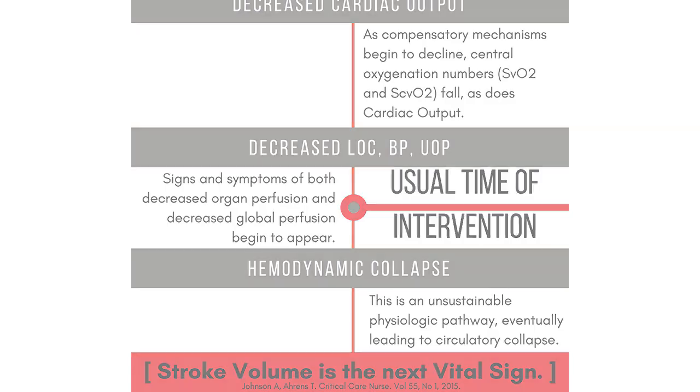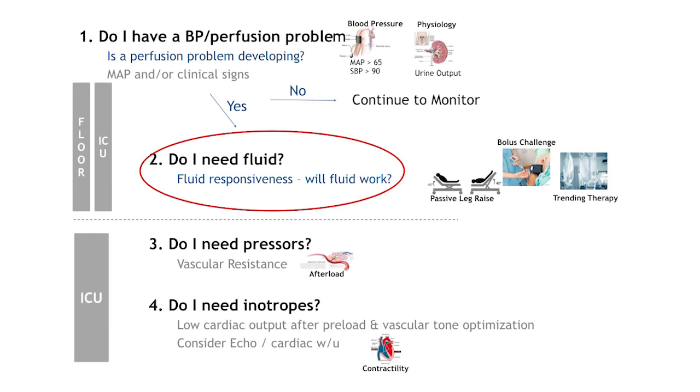So do I have a pressure problem? If the answer is no, we're done, right? If the answer is yes, then usually our next question is, well, do I need fluid? Will fluid work to help correct this perfusion problem, right? We can now determine the answer to that question by performing a passive leg raise or a fluid bolus, right? If fluid alone will not correct your perfusion problem, then there are two more crucial questions that we want to ask of our patient, right?